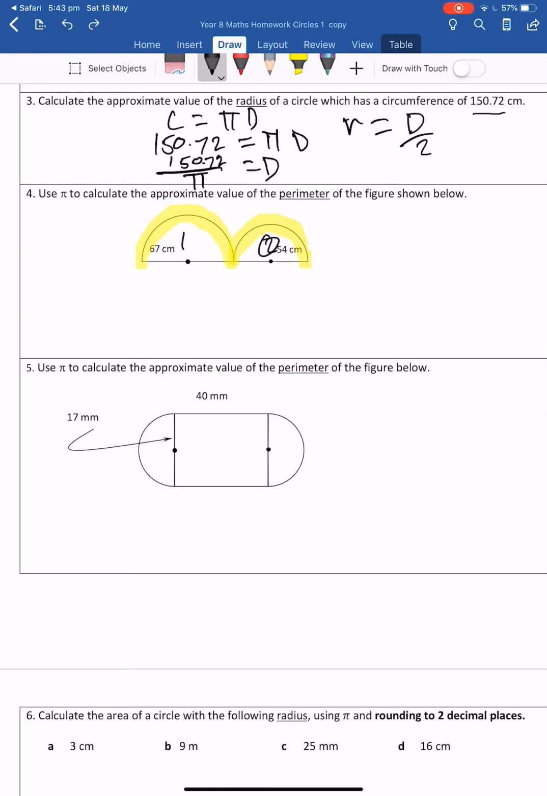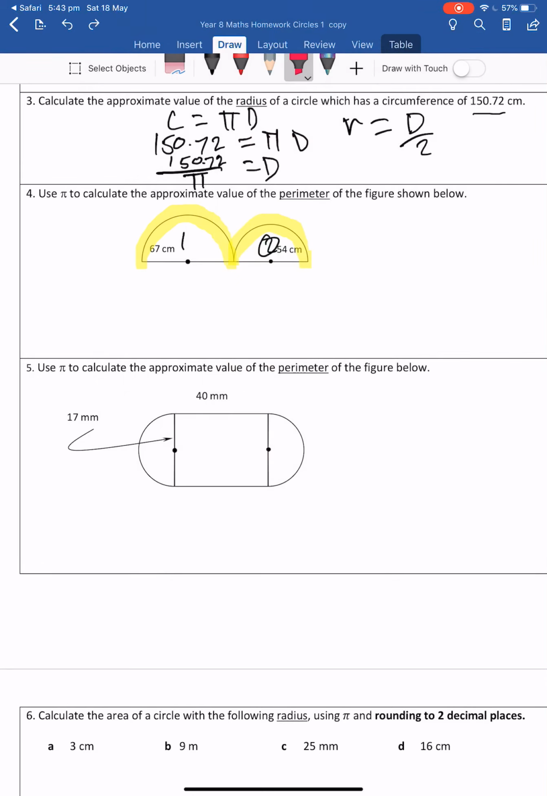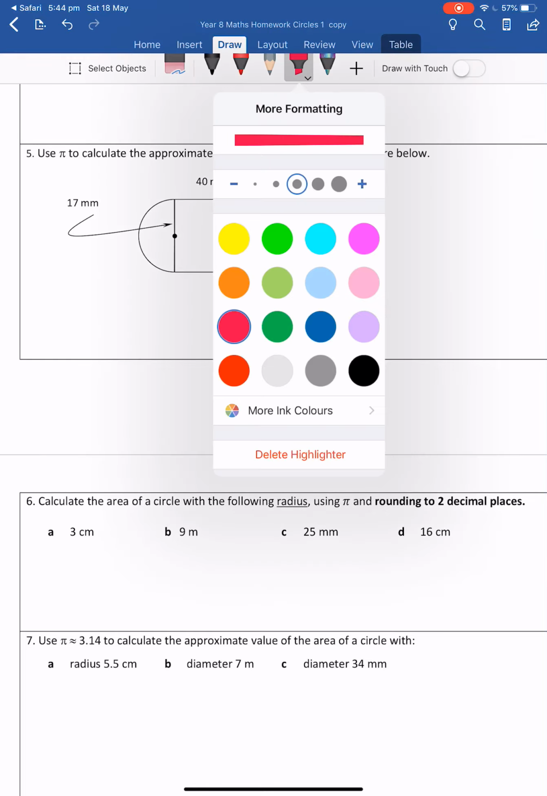All right, so we did this one as pi d divided by 2, but the tricky bit was we needed to also add the baseline as well. So this little bit here needed to be added, and this little bit here needed to be added at the end as well. So it was pi d divided by 2 plus that, plus those base bits. All right, question 5, we did something similar in class as well.